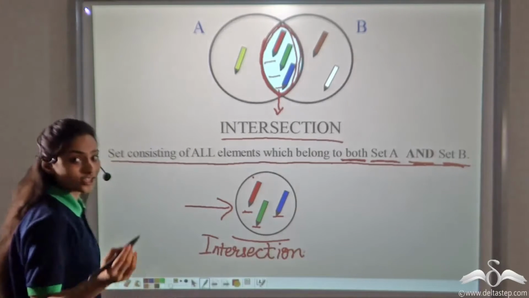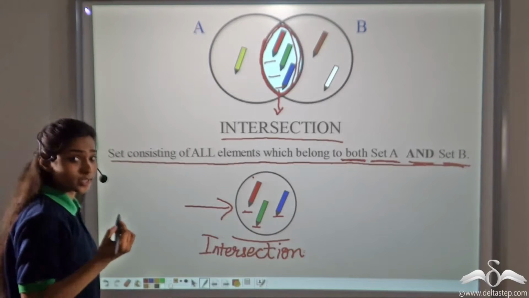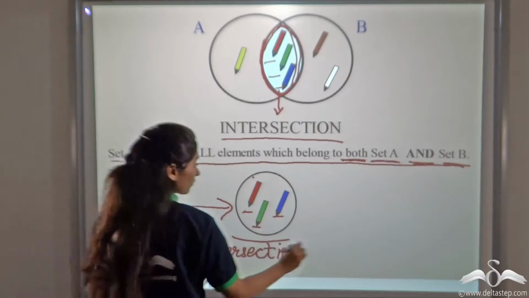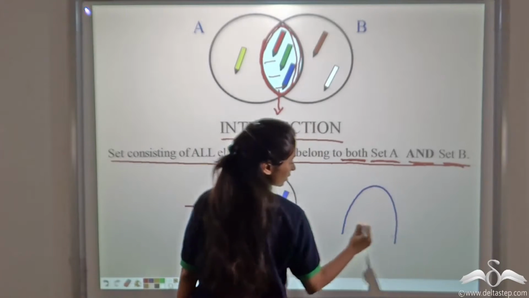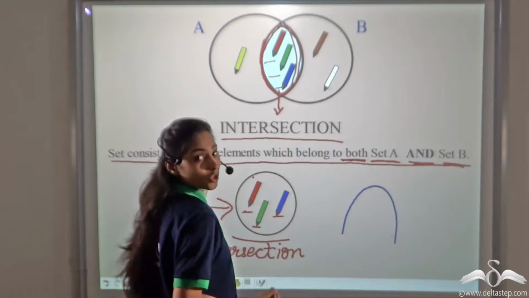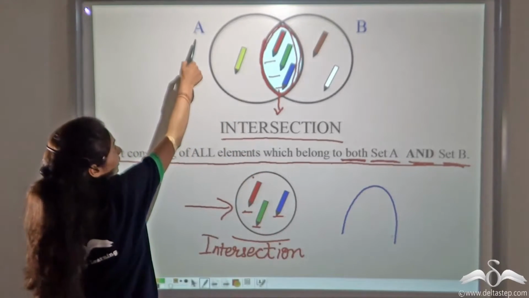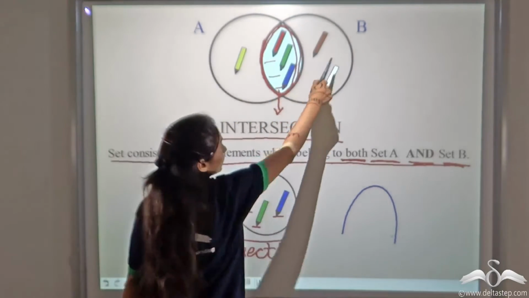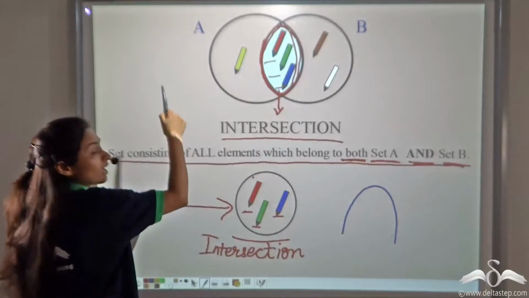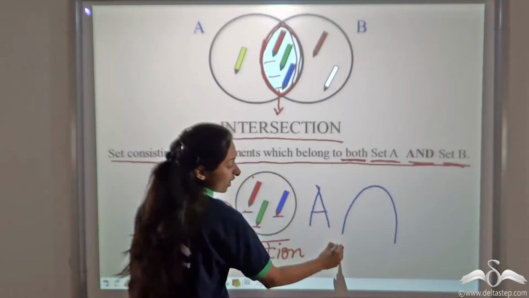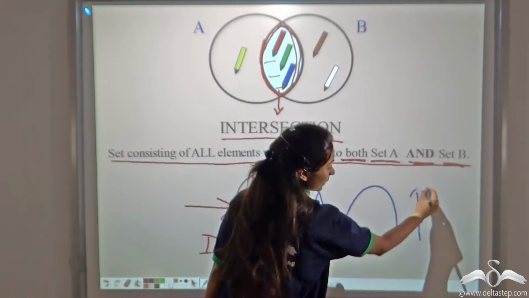Now intersection is denoted. How is it denoted? We use a symbol, this. This is a symbol used to denote intersection. So if we have to write the intersection of A and B, how will we write it? We will write it as A intersection B.